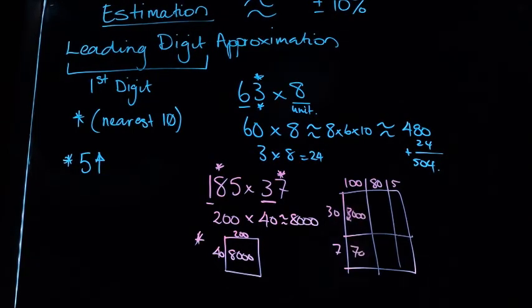This has got to be 700. 8 times 3 is 24, add 2 zeros. And what do we got here? We've got 8 times 7 is 56, add a 0, and that's 150, and that's 35.